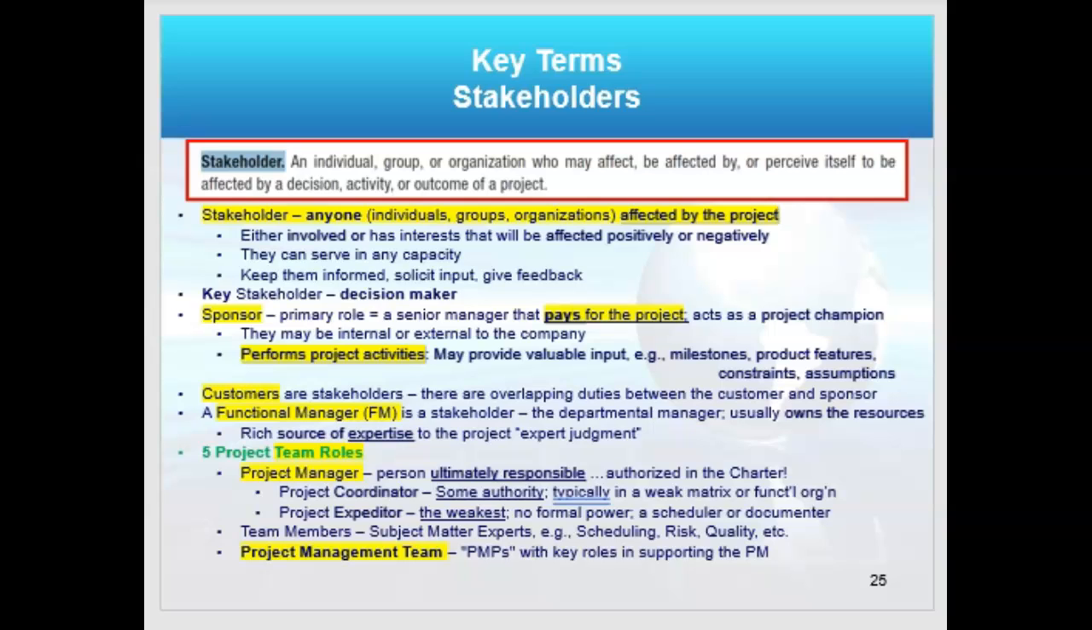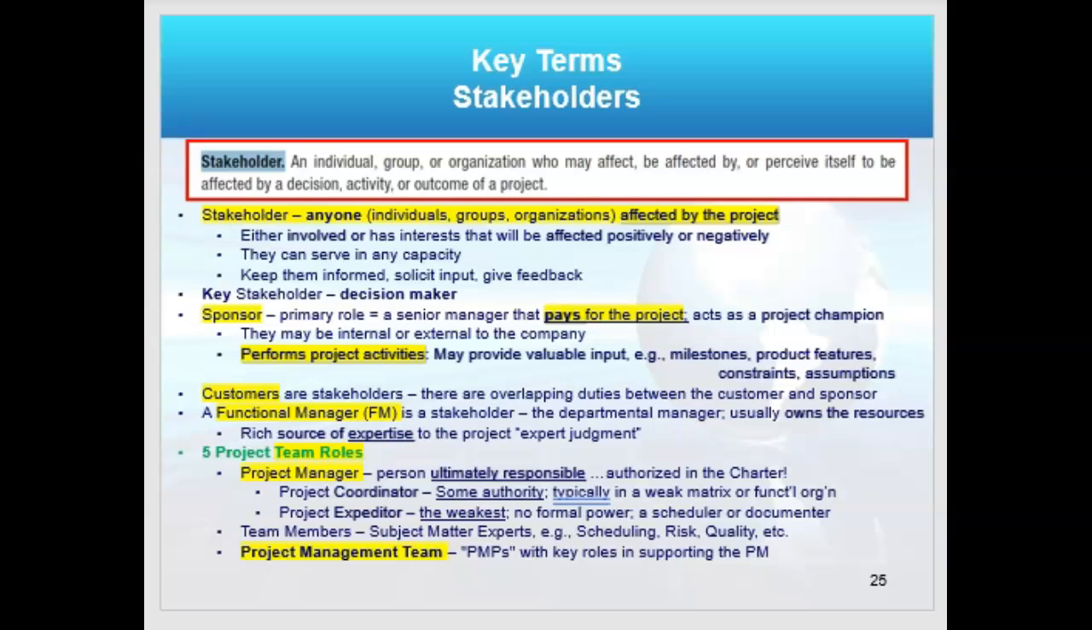Now, also in team roles, there is the project manager, yourself. You are ultimately responsible. You can't shirk that. Your name should be in the charter. If you're a project coordinator, remember you have some authority, that was in a matrix organization, or a project expediter. This is the weakest. It has no formal power. Those should be known for the exam. Team members also have roles, right? They're doing most of the work. You spend most of your time communicating.